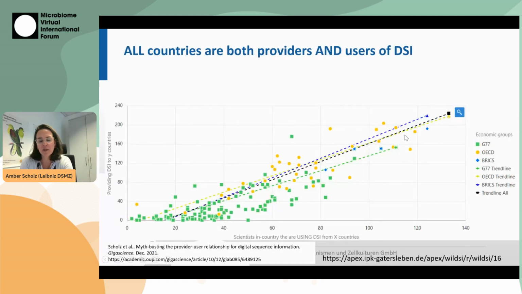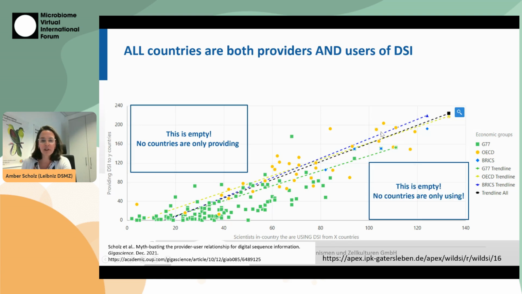In a project funded by the German Ministry for Research and Education, with colleagues at MVIF39 and at Leibniz Institute IPK, and several others, we did a paper called Myth Busting the Provider-User Relationship. What we really tried to do here was bring to policymakers empirical data about how sequence data is cited in scientific publications and where that sequence data came from. Not where it was sequenced, but where the original country of origin was.